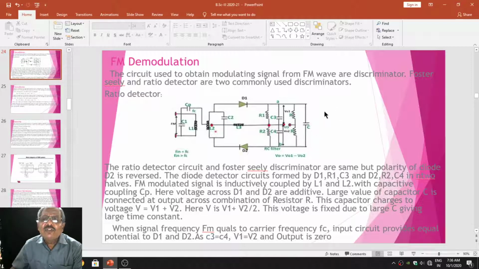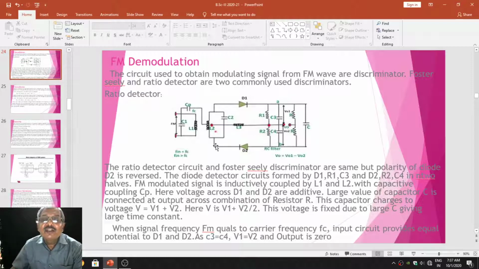This circuitry is almost the same as that of the Foster-Seeley detector, the only difference being the polarity of D1 and D2. In the Foster-Seeley detector, the polarity of D1 and D2 are the same, but in the case of a ratio detector, D1 and D2 are connected in opposite polarity. So that is the construction of the FM discriminator circuit referred to as the ratio detector.